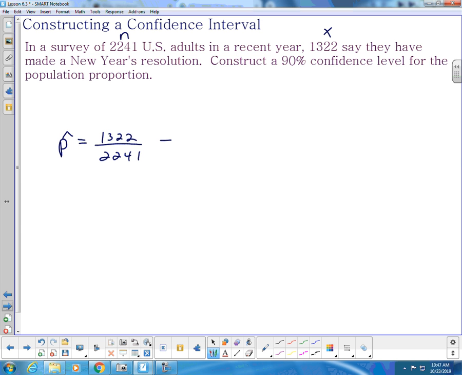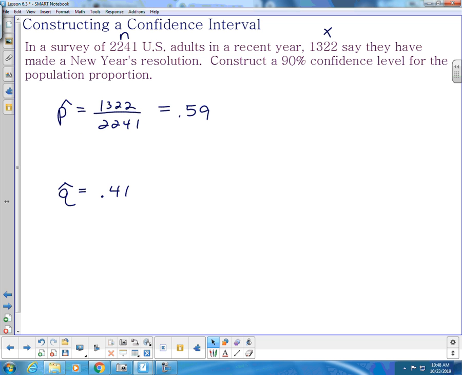I'm going to round it. 0.59. So if P hat is 0.59, what is Q hat? 0.41. Everyone understand you're subtracting it from 1. So I've got my P hat, I've got my Q hat.